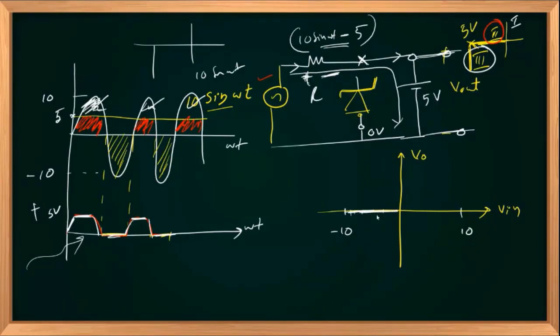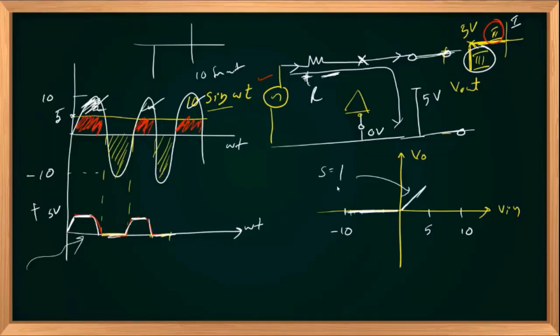When V in is greater than 0 and less than 5, it acts as an open circuit. So V out equal to V in, because there is no drop across the resistance. V out equal to V in curve will look like a linear curve, straight line with slope equal to 1.